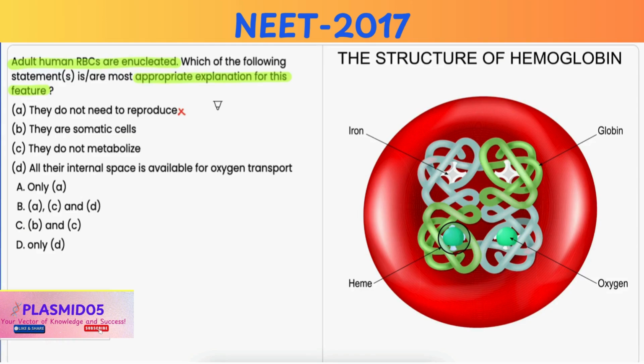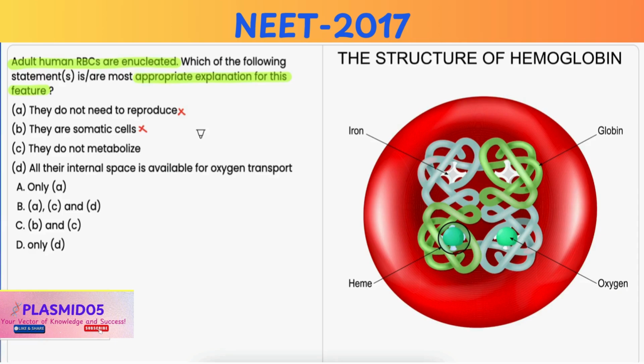incorrect. Option B, they are somatic cells. It is also incorrect because being somatic cells is not sufficient to explain that the nucleus should be absent, because most somatic cells in the human body do have a nucleus.